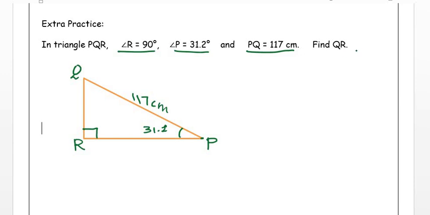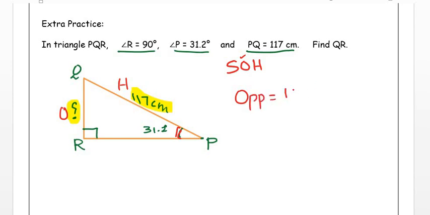They want us to find QR. That means I have to put a question mark with this side. It's QR, it's here, so let's put a question mark here. So again, you have to name this side and you have to name this side according to this angle, right? So this one will be opposite, this one will be hypotenuse. So what will be the ratio? It will be sine. And because we are finding the opposite, from the last example, if you remember, it is opposite equals hypotenuse times sine angle. It is 117, and then you have to multiply it with the sine angle, that is 31.2 degrees.